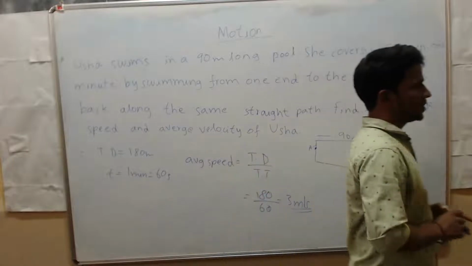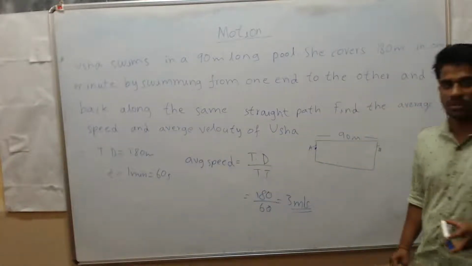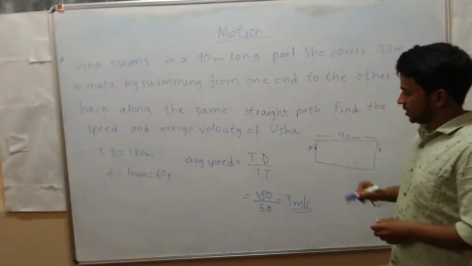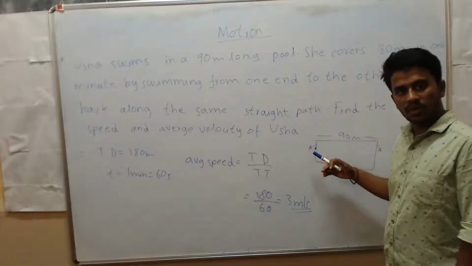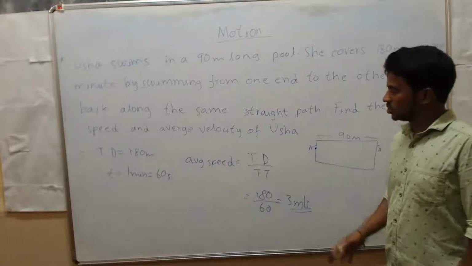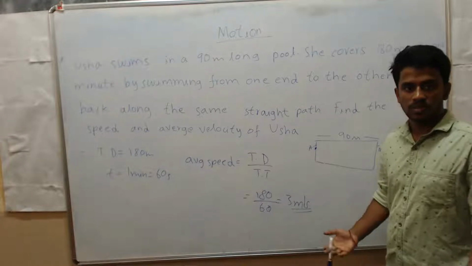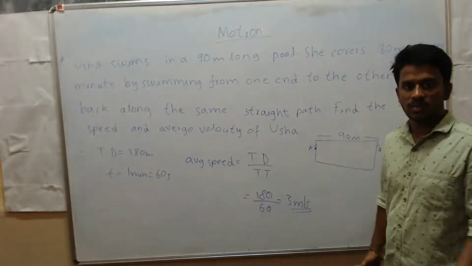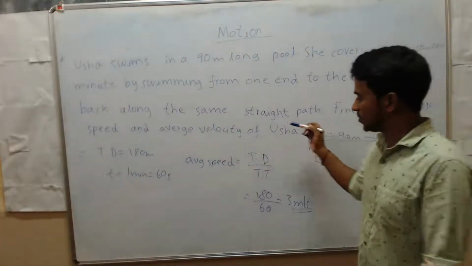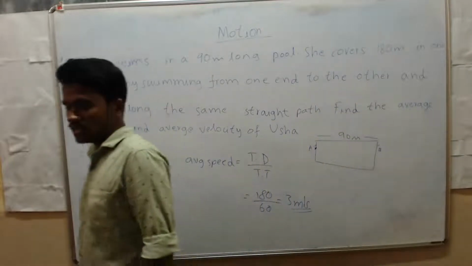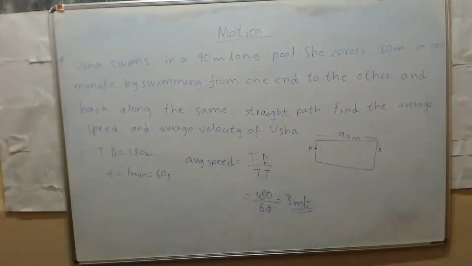See here, we can clearly say that average velocity is 0. Why? Because the starting point is A only and the ending point is A only. So what is the displacement here? Displacement is 0, and 0 divided by anything is 0. So the average velocity of Usha is 0. Next we'll discuss some more important problems. Exercise problems.